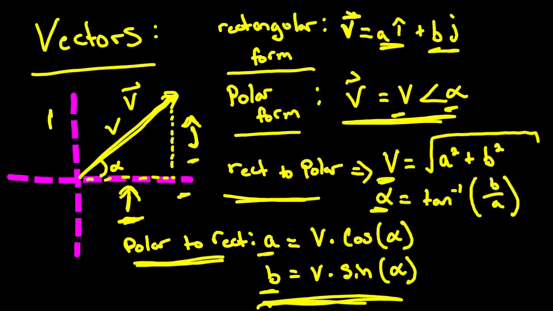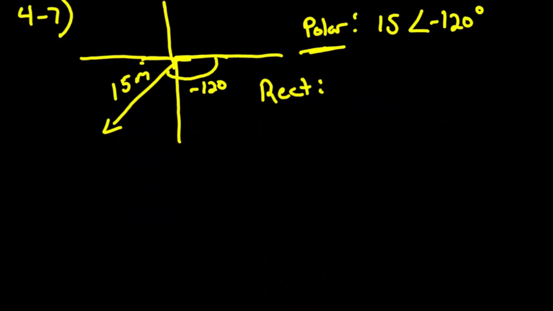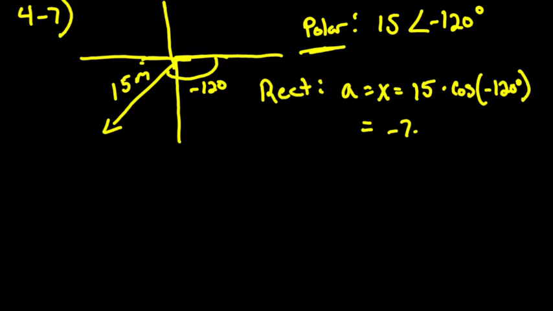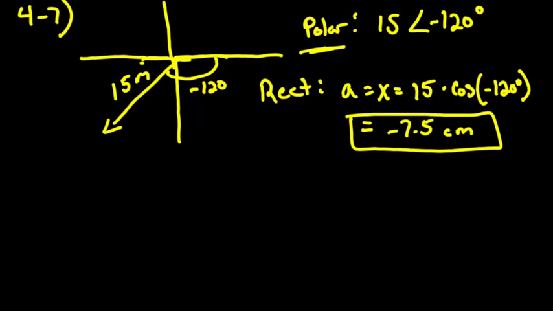And we want to find the x component first. So to find the x component, we are going to have a, or x, equal to 15, the length of the vector, times the cosine of negative 120 degrees. The answer to this is negative 7.5 centimeters. And this makes sense because this vector is in the third quadrant.